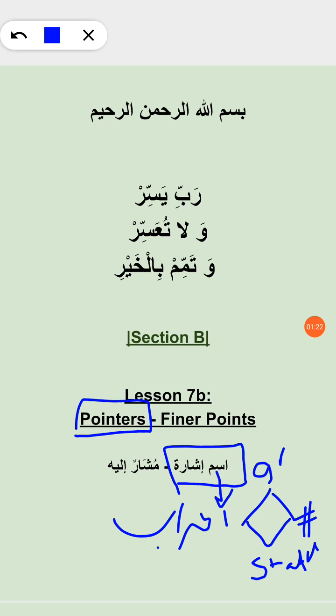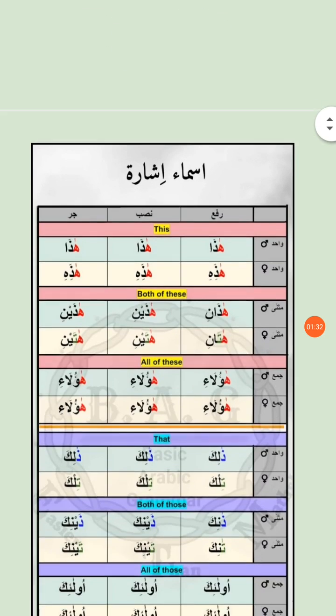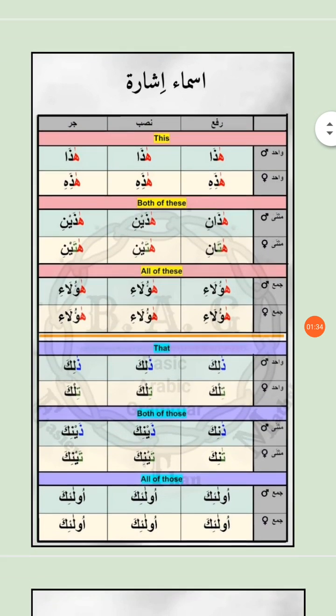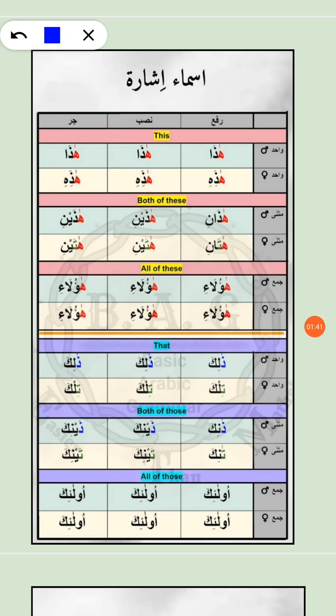And the thing that gets pointed at is called musharun ilayh. Okay, so these were our terminologies. And we covered the asma ishara in the previous lesson with a detailed commentary. So without revising those points, of course we don't need to because we already have a separate lesson for them, I would just like to revise these words with a little tip.